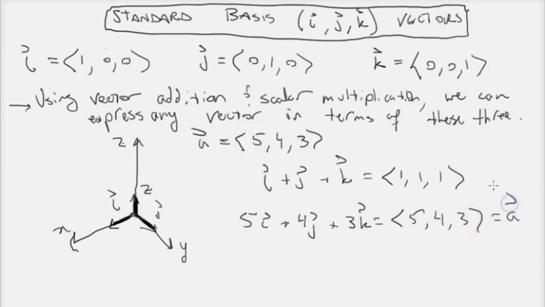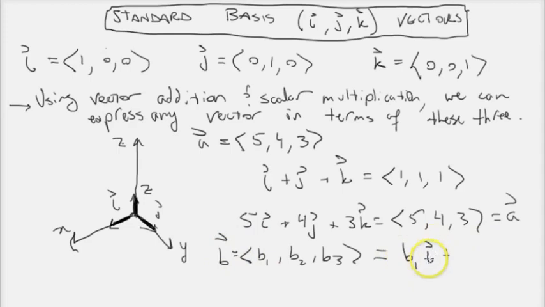And that vector will end up being A. So what we have, if we write this out generally, if we have some vector that has its components like so, then we can express that vector as the sum of the i, j, and k vectors multiplied by these components.